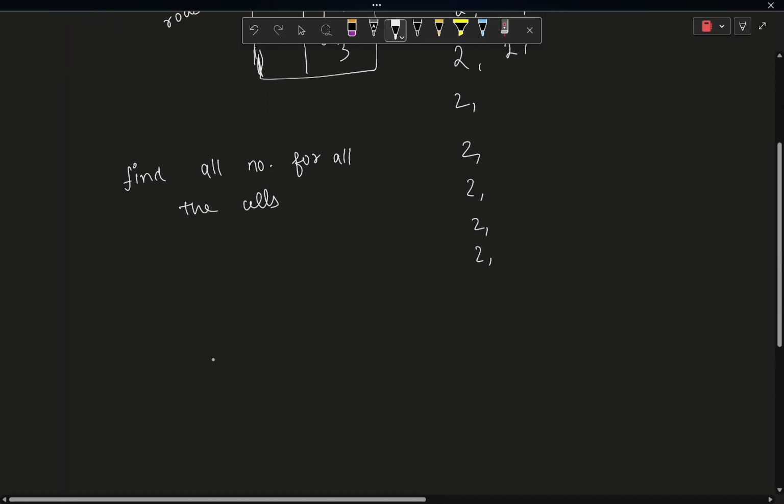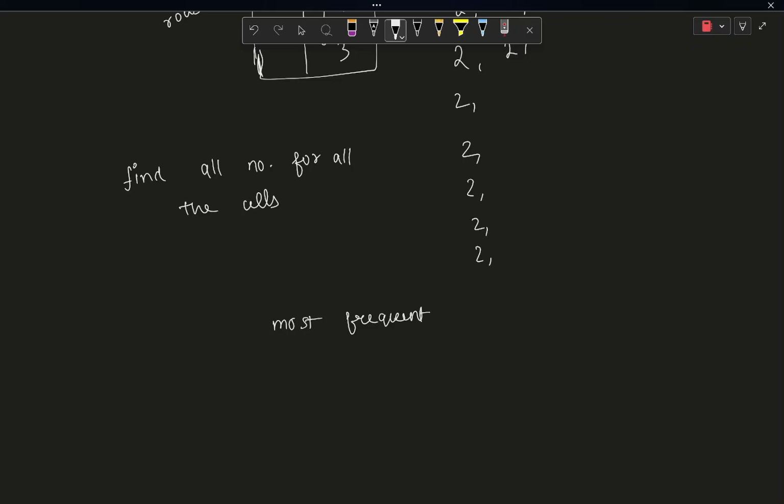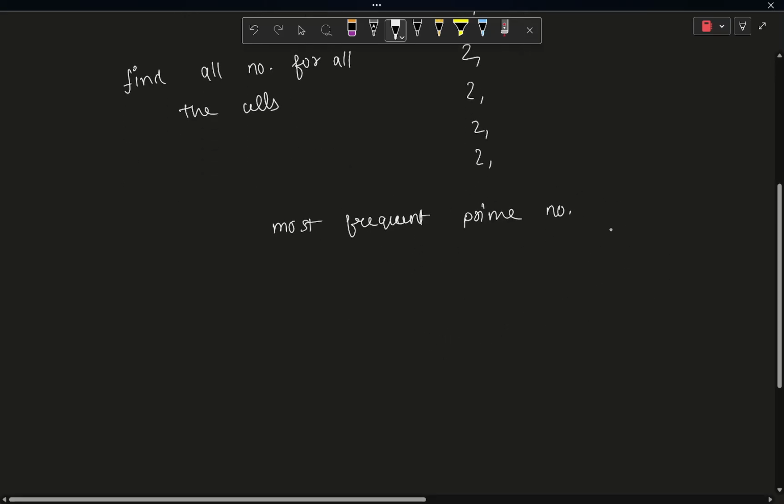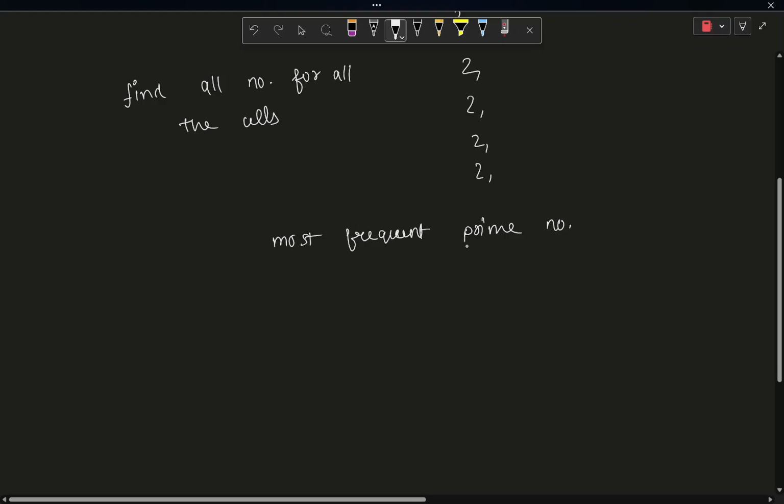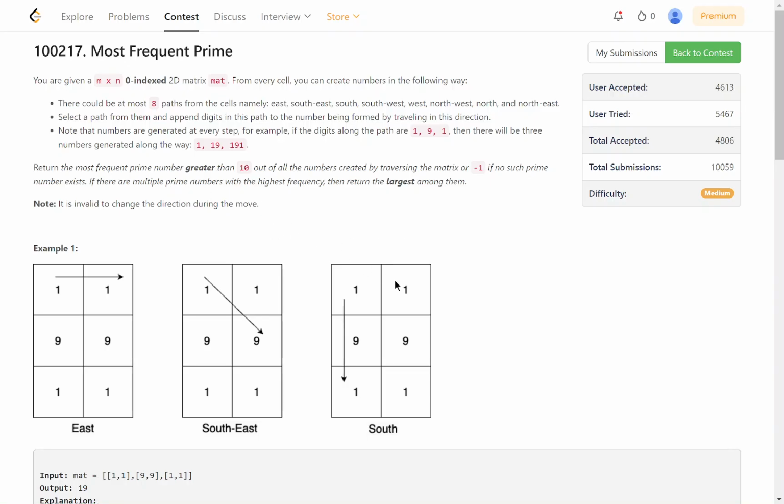Among them, you have to return the most frequent prime number. But what if there are multiple prime numbers with the same frequency, the maximum frequency? In that case, if there is no single most frequent element, but there are multiple most frequent elements, just return the largest of the elements which are most frequent.